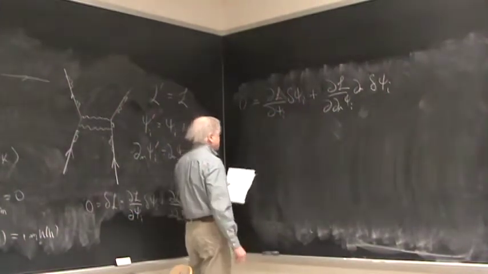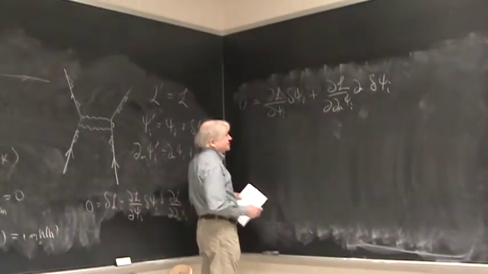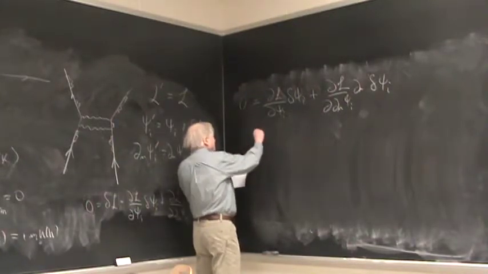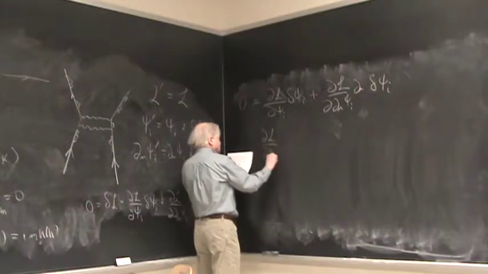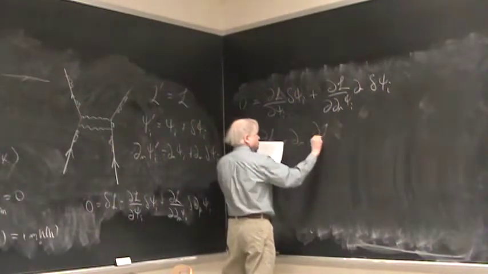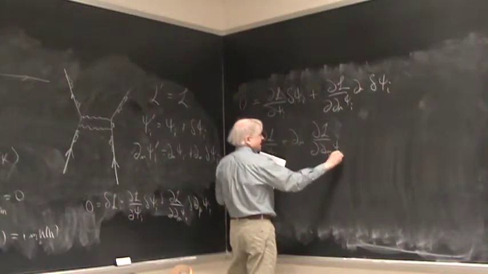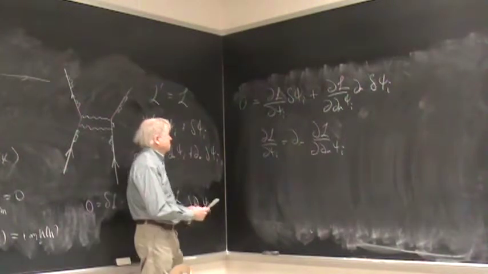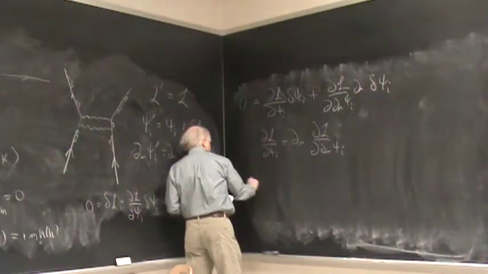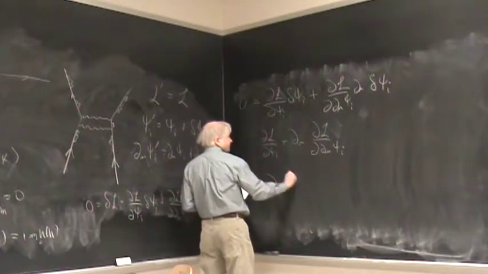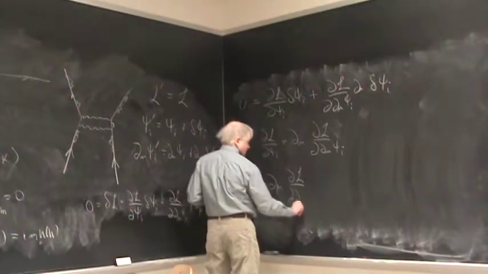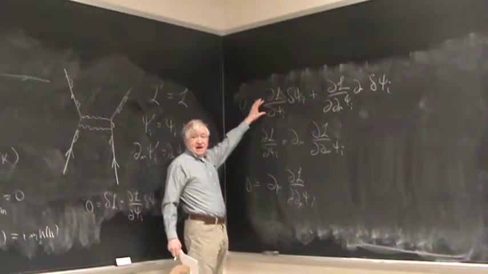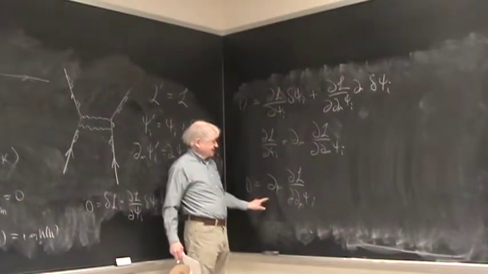And now we have Lagrange's equations. So far, it's general. But now we're assuming Lagrange's equations, which is partial L partial psi I is d mu partial L partial d mu psi I. If we assume Lagrange's equations, then this becomes zero is d mu of partial Lagrange density, partial d mu psi I. So in other words, we're sort of taking it a step backwards. We have something that's quite simple. We're replacing it by something more complicated.